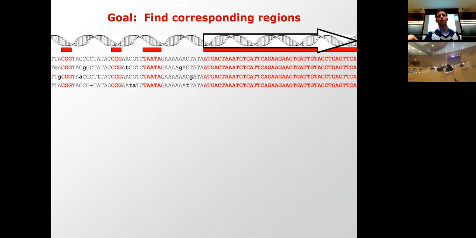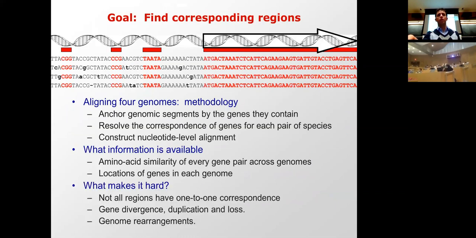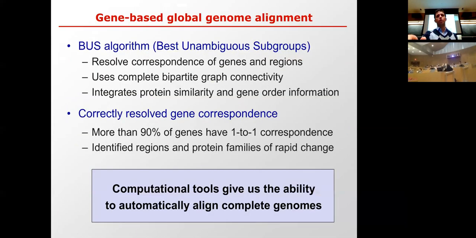Okay. So the idea here is that what you would like to do is figure out the correspondence between genes in one species and genes in the other species, and then use that correspondence as a basis for aligning the species. So one such algorithm is the best unambiguous subgroups algorithm, which tries to resolve the correspondence of genes and regions using the complete bipartite graph of the connectivity between any pair of genes in one species and genes in the other species. So it integrates protein similarity and gene order information, and it can resolve gene correspondence quite well.